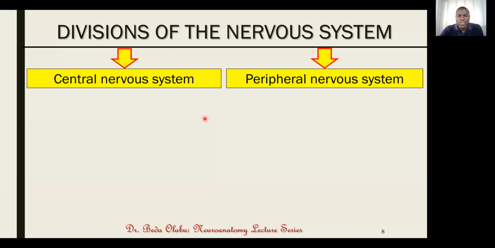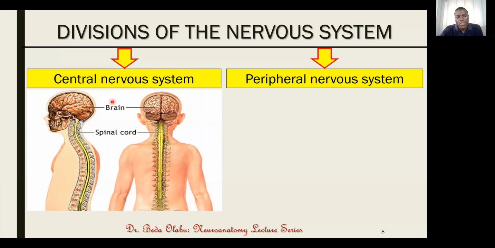Let's look at the divisions of the nervous system. Anatomically, we can divide the nervous system into two. We have the central nervous system and the peripheral nervous system. When you talk of the central nervous system, we are referring to the brain and the spinal cord. The brain is located within the cranial cavity. The spinal cord is located within the vertebral canal. That is central nervous system.